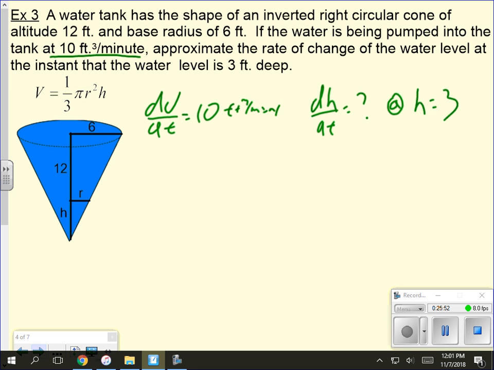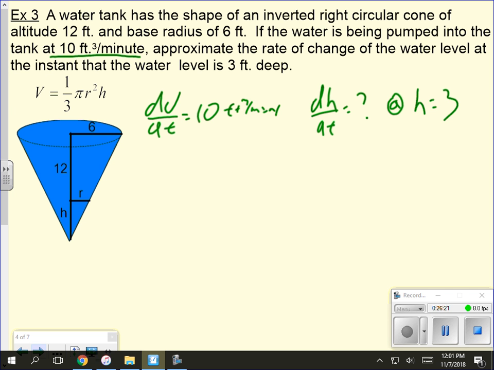is it? At the bottom it's going to be filling faster, so the height is going to be rising faster at the beginning than at the end. Even if dV/dt is constant throughout the whole thing, dH/dt will change depending upon how deep it is. That's why I'm saying at 3 feet deep, what is it right there? What's going on at that moment? That's all we do, is at that moment. We can find a relationship between them.